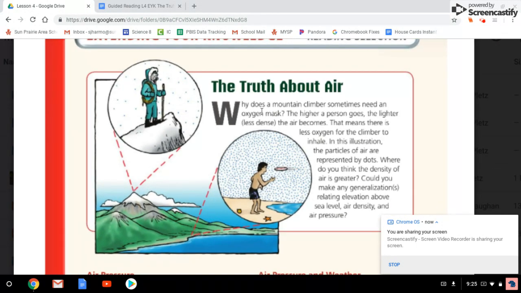The truth about air. Why does a mountain climber sometimes need an oxygen mask? The higher a person goes, the lighter or less dense the air becomes. That means there is less oxygen for the climber to inhale. In this illustration, the particles of air are represented by dots. Where do you think the density of air is greatest? Could you make any generalizations relating elevation above sea level, air density, and air pressure?